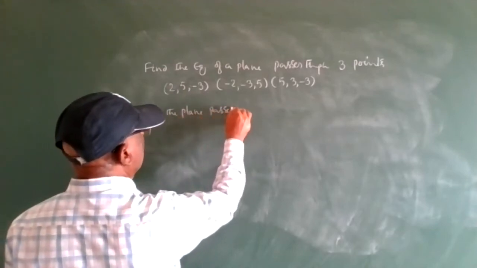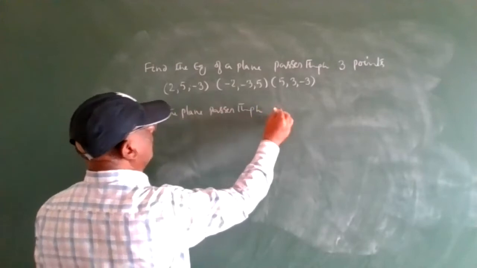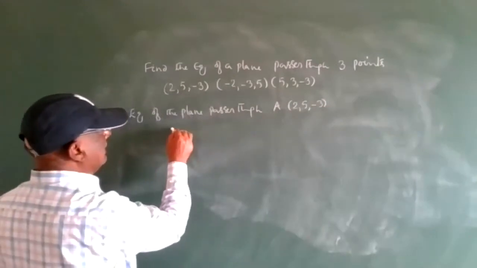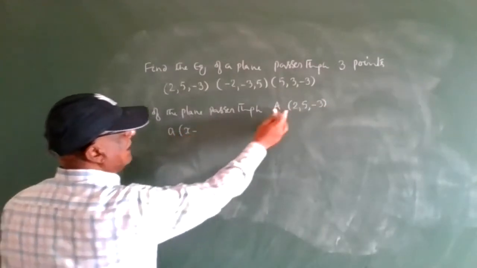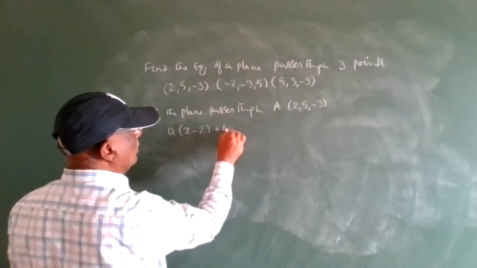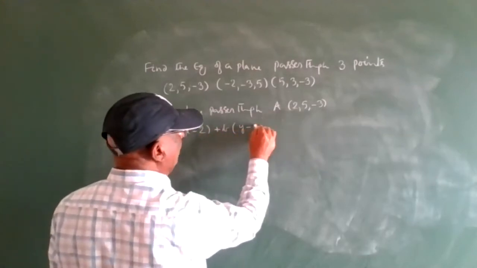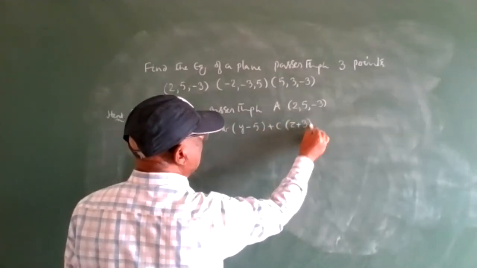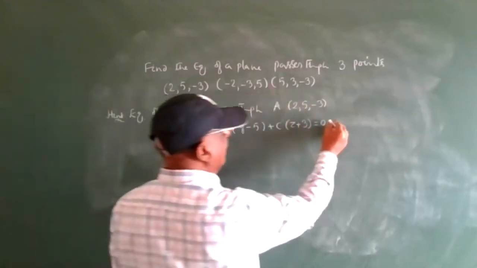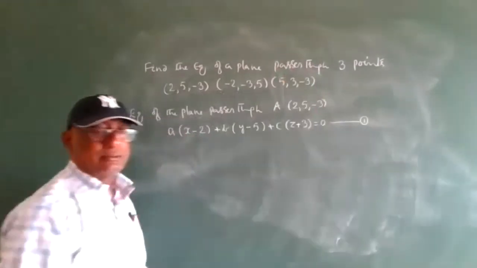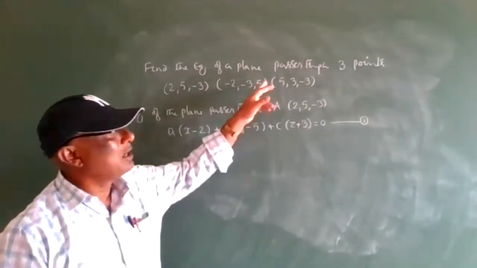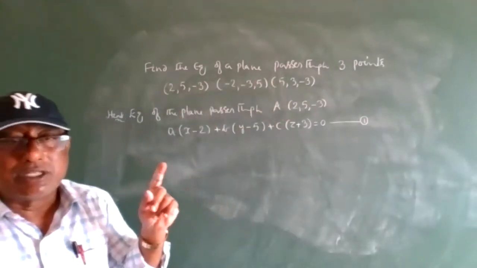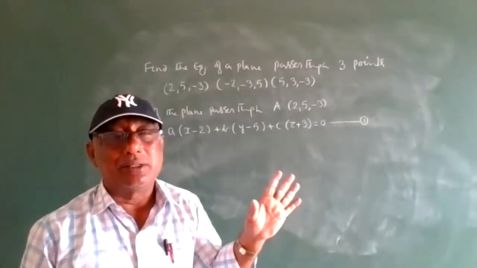The equation of the plane passes through the first point. What is the first point? It is 2, 5, minus 3. Then the equation is a into (x minus 2), b into (y minus 5), c into (z plus 3) is equal to 0. Let it be equation number 1. Finish. The same plane is passing through the second point and third point also.